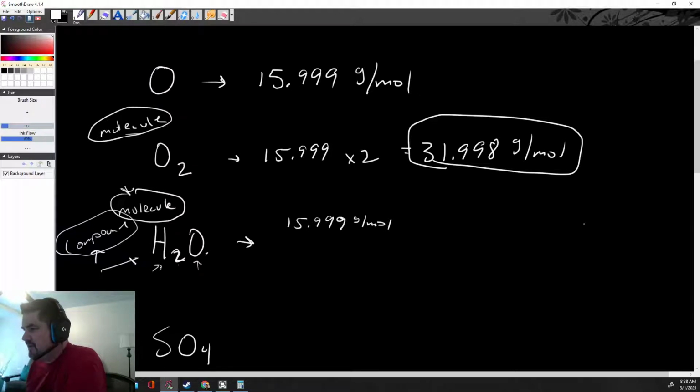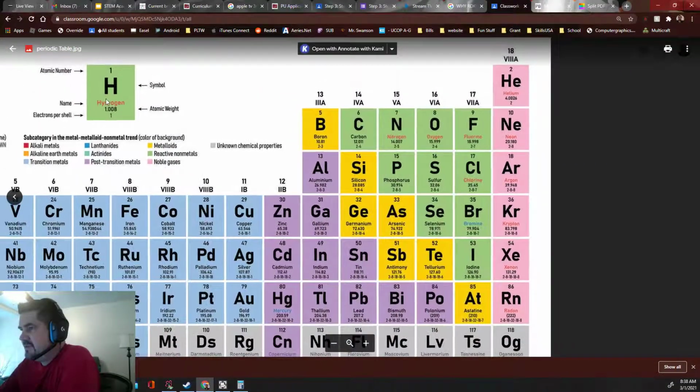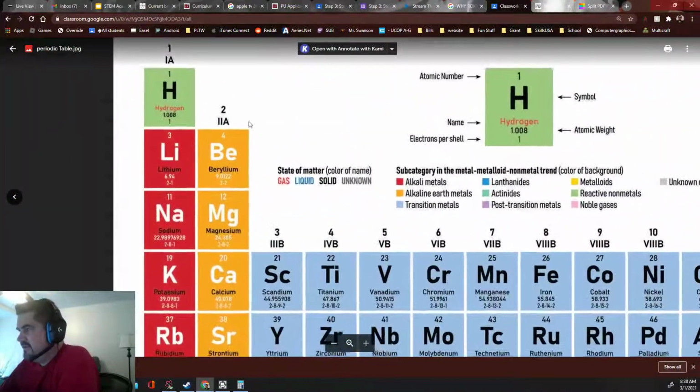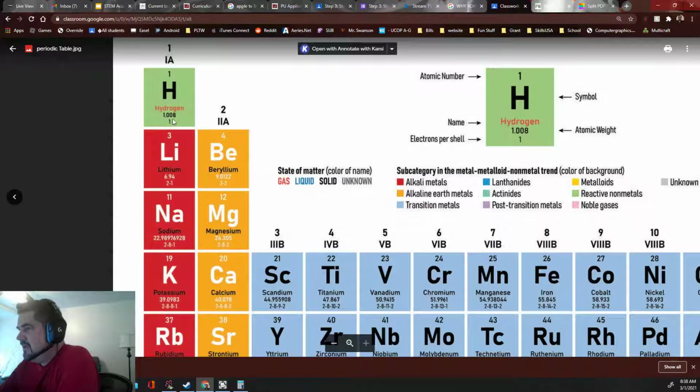And by the way, this is water. I think you guys already know that. H2O. That's the abbreviation or the compound for water. So we got the one O right here, but there's two H's. How much does an H weigh? An H is right here. Technically, it's over here. That's just a sample. 1.008. But there's two of them.